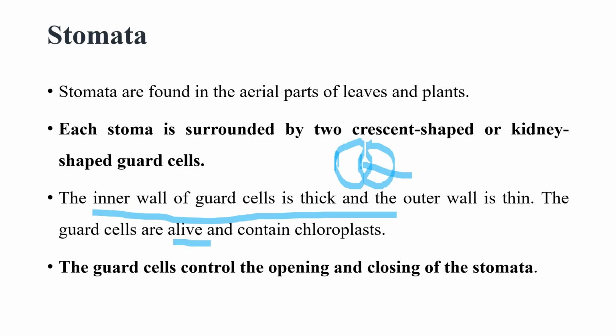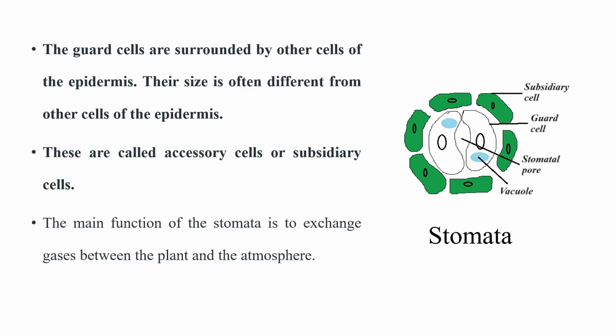The guard cells are alive and contain chloroplast. Alive means they contain protoplasm, and they have chloroplast which helps in photosynthesis. The guard cells control the opening and closing of the stomata. These two guard cells help in closing and opening of the stomata. The guard cells are surrounded by other cells of the epidermis, which are known as subsidiary cells. So these green parts are subsidiary cells.